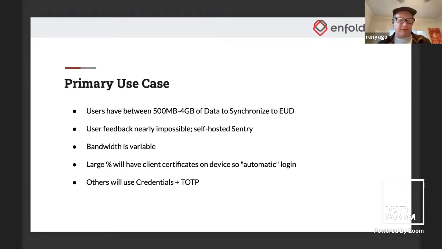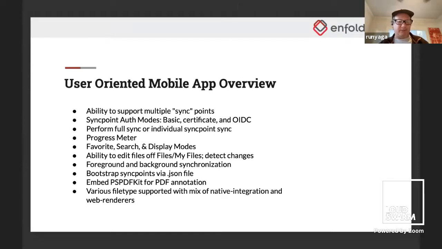So again, the primary use case that we've solved, users have between 500 megabytes and 4 gigabytes of data they're synchronizing to the end user device. Bandwidth is highly variable. A large percentage of customers will have certificates on their device. Others will use credentials and trusted one time.